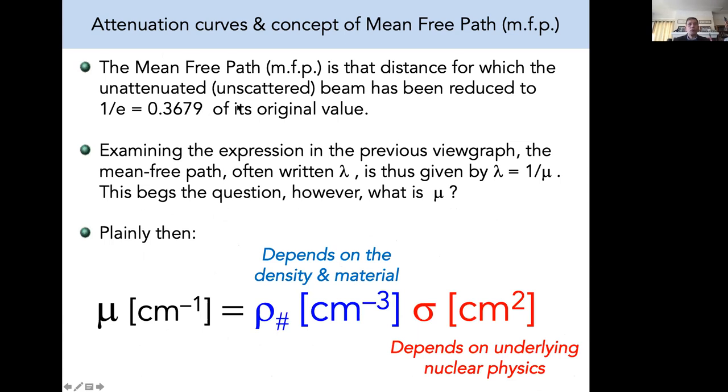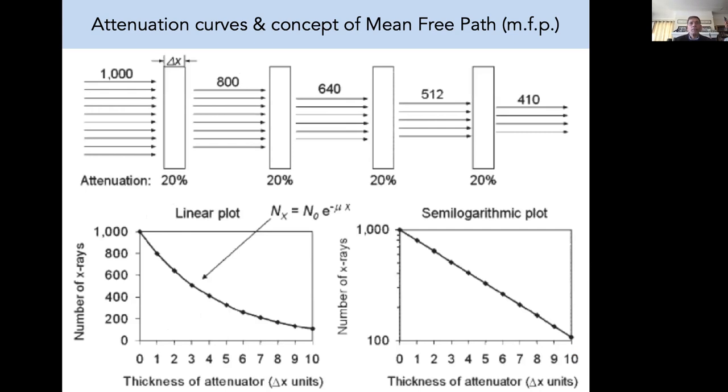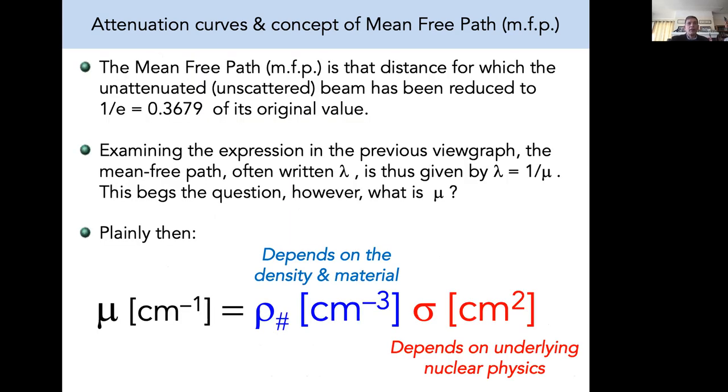And generally, this is typically written as I did back here. The initial number times e to the minus mu x, where mu is called the attenuation coefficient. So that tells you how many are going to be left. Now, obviously, that begs the question, okay, we know it's going to decay exponentially with thickness. What is the coefficient of attenuation, or put differently, one over that, what we call the mean free path, one over mu. That is, as before, a product of the density, the number of potential scatterers per cubic centimeter, times the cross section.